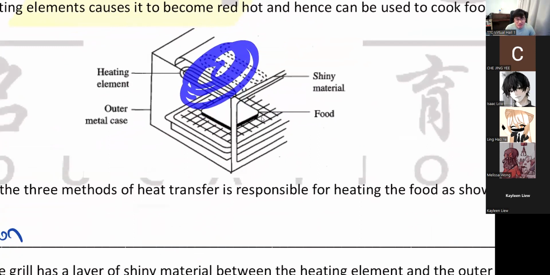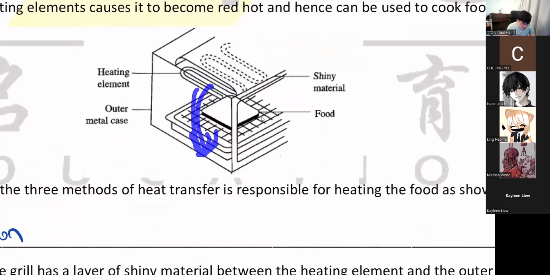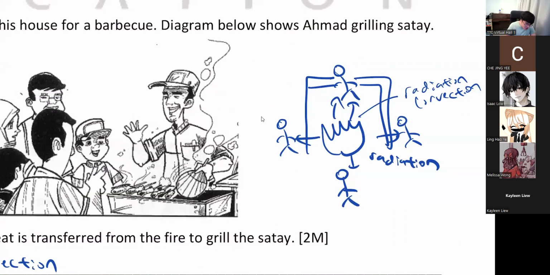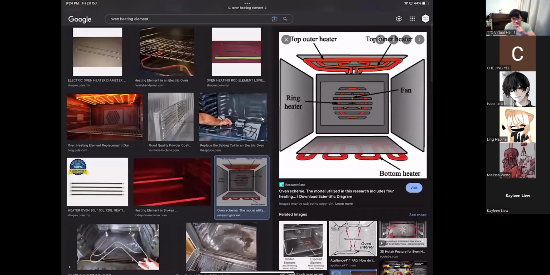Where should your heating element be? Your heating element should be at the bottom. Because now when it's at the bottom, heat will be transferred by radiation and convection. Now your food can heat faster. Okay, so do you know what is the fan for? What is the fan in your oven for? This is to increase the convection in the oven.